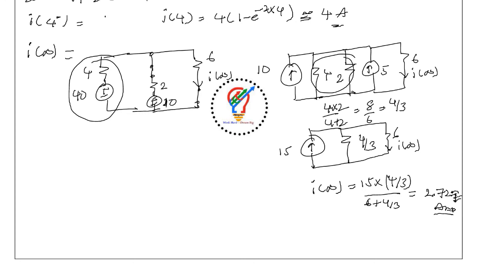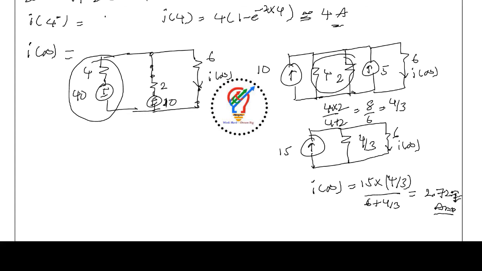Now the important thing is to find the time constant. Time constant means, when you're looking from this part, let me take another color.